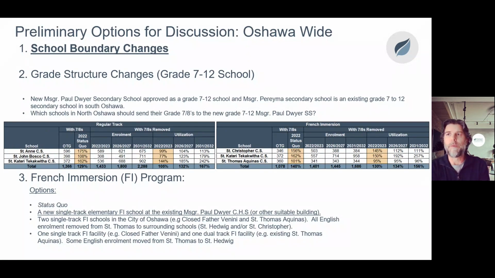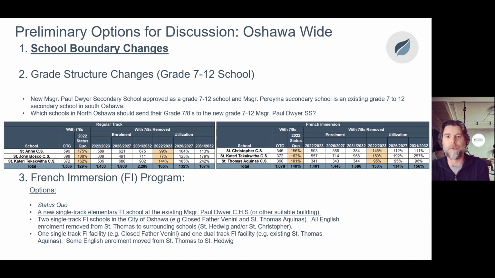The scenarios considered as part of this review really fall into a few main categories. The first one is school boundary changes. So we're talking about a traditional school boundary change where we look at moving the line to either make the boundary larger or smaller. The second is grade structure changes. The new Monsignor Paul Dwyer Secondary School has been approved as a grade 7 to 12 school. So as part of this review, the board is interested in hearing from the community about which grade 7 and 8 students from which schools should go to the new secondary school.